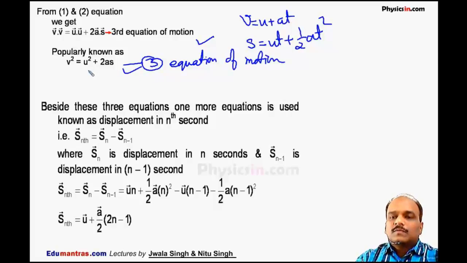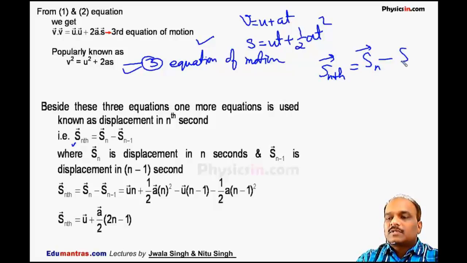The three equations of motion, V is equal to U plus AT, S is equal to UT plus half AT square, and V square is equal to U square plus twice AS, are valid only when acceleration of the particle is constant. Apart from these three equations, there is one more equation known as the displacement in the nth second. The displacement in the nth second is equal to the displacement in n seconds minus the displacement in n minus 1 seconds.